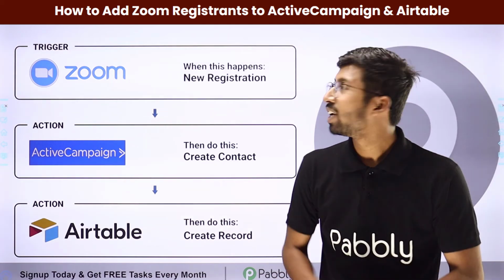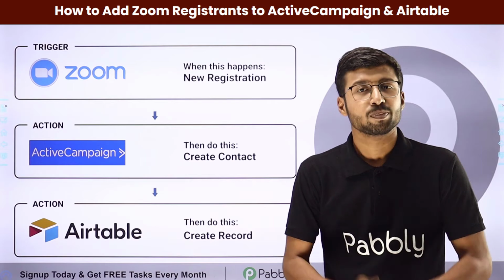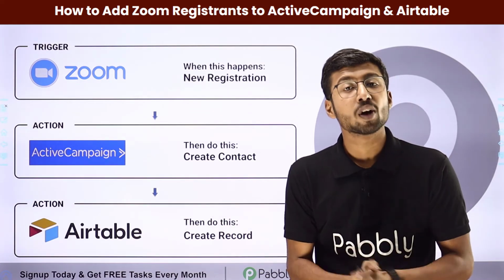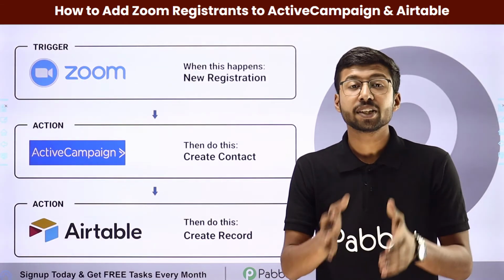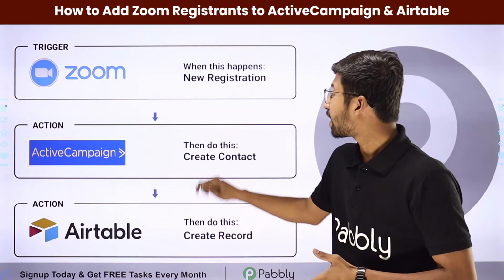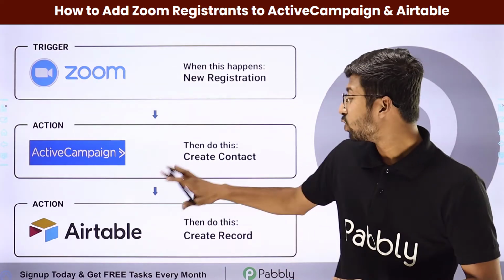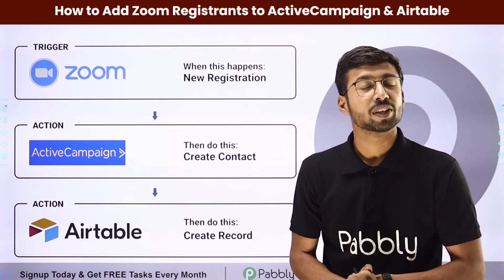So in this video, we will learn how to add Zoom registrants to ActiveCampaign and Airtable. Now suppose, guys, using Zoom you have scheduled some kind of meeting, and whenever a user registers for that particular meeting, you want to add that registrant as a new contact in your ActiveCampaign account, and also add the details of that registration into your Airtable database. So let me tell you, you can completely automate this process.